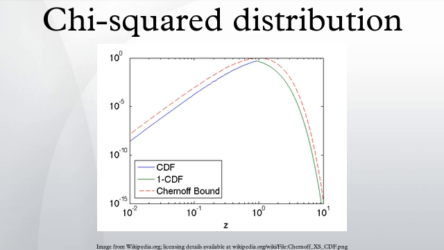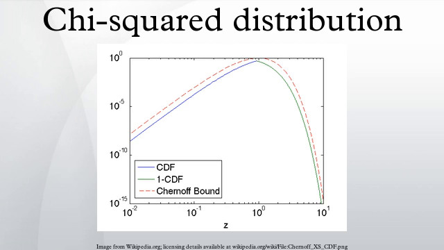Chi-squared distributions, noncentral chi-squared distribution. The noncentral chi-squared distribution is obtained from the sum of the squares of independent Gaussian random variables having unit variance and non-zero means. Generalized chi-squared distribution. The generalized chi-squared distribution is obtained from the quadratic form ZᵀAZ, where Z is a zero-mean Gaussian vector having an arbitrary covariance matrix, and A is an arbitrary matrix.